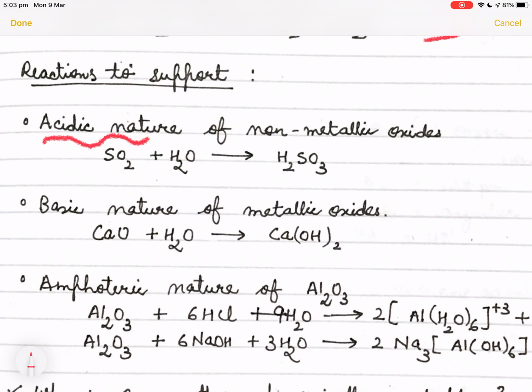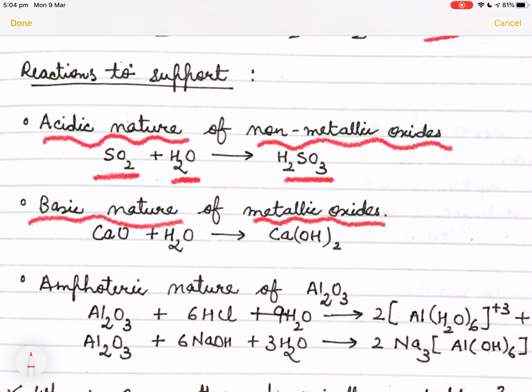So how do you satisfy the acidic nature of a non-metallic oxide? Let us take an example of sulfur dioxide. When it reacts with water, it should give you an acid. Yes, it gave us an acid. Hence, it's acidic in nature. Whereas we have also learned that all metallic oxides are basic. So CaO is a metallic oxide which reacts with water to give you a base. Hence, it supports its basic character.